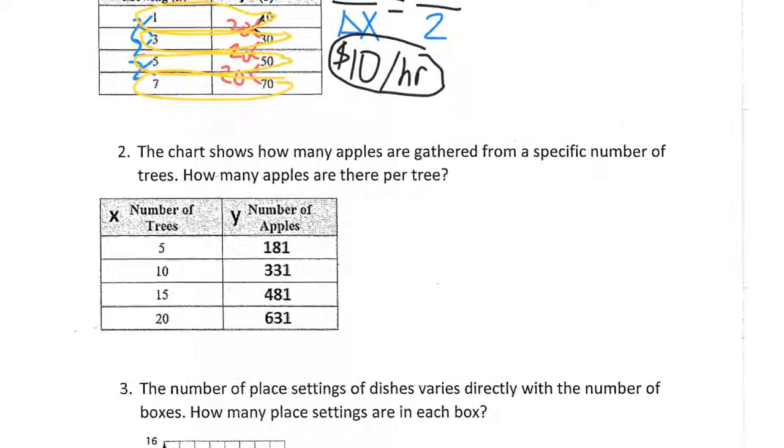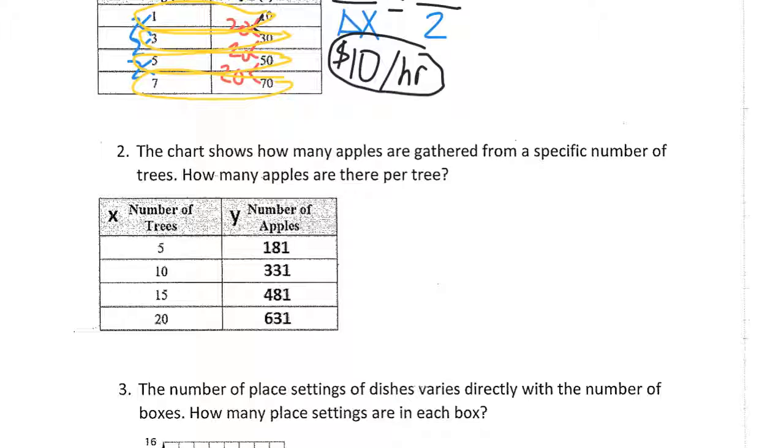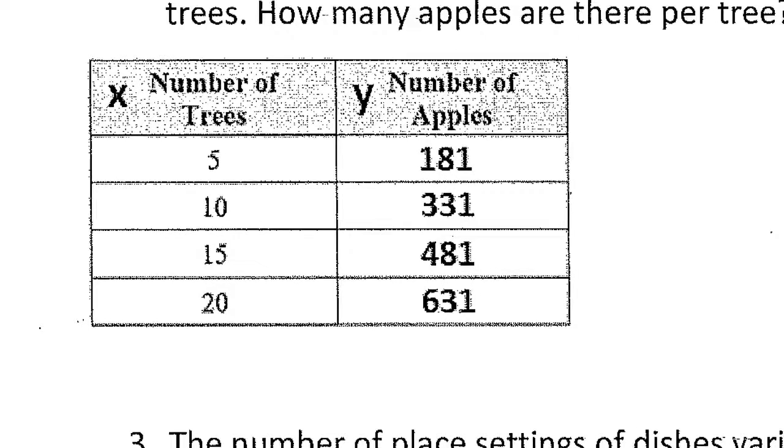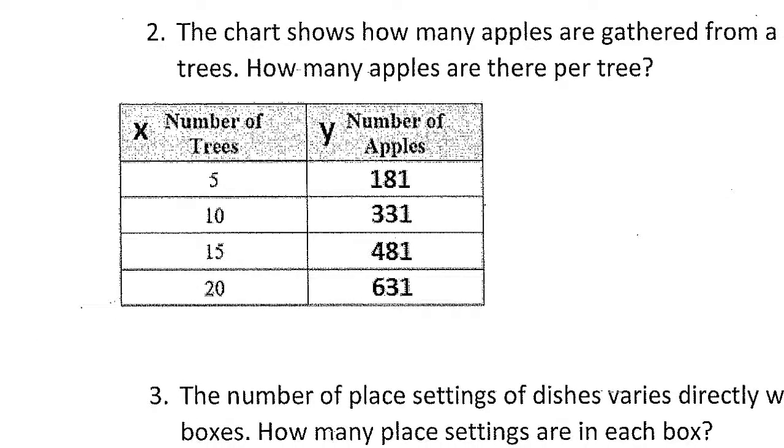So number 2 says the chart shows how many apples are gathered from a specific number of trees. How many apples are there per tree? On this one, I can't do 181 divided by 5, 331 divided by 10, 481 divided by 15, etc. It doesn't work on this one. So what you've got to do is look at your change of y and your change of x again. So here's my change of y. Here's my change of x.